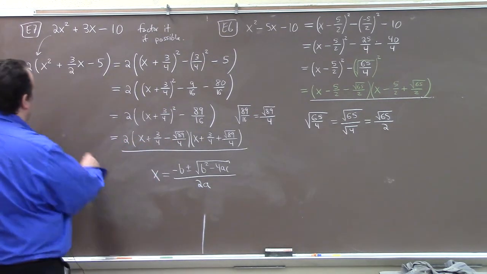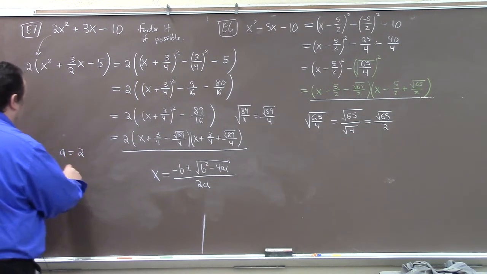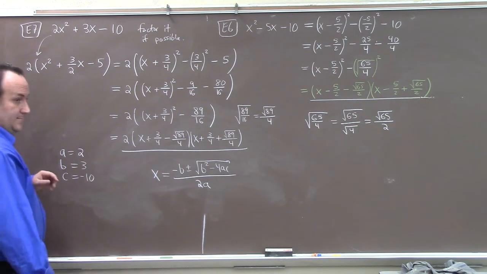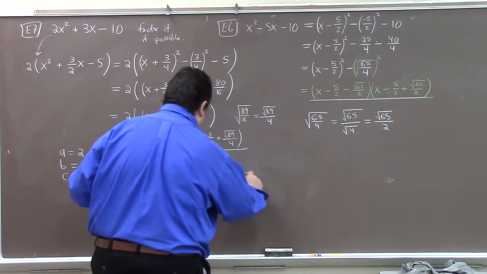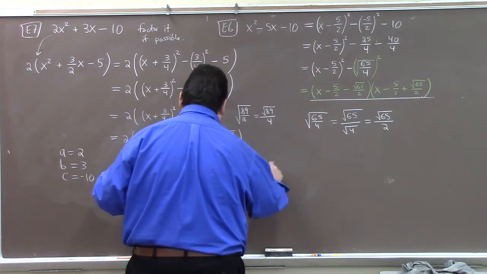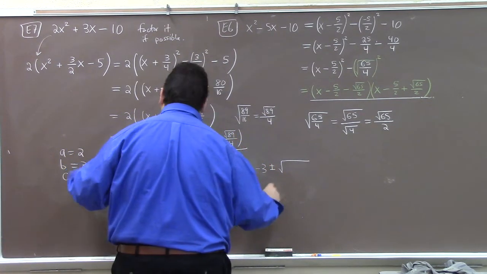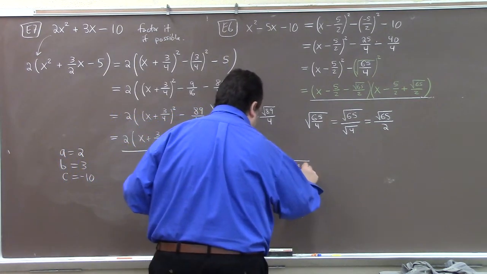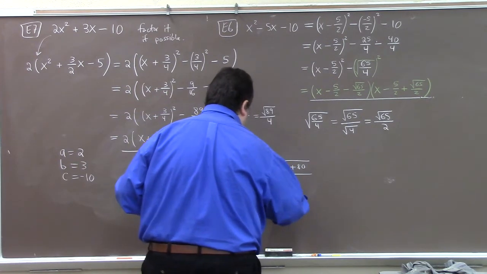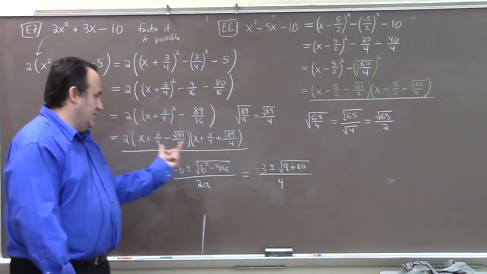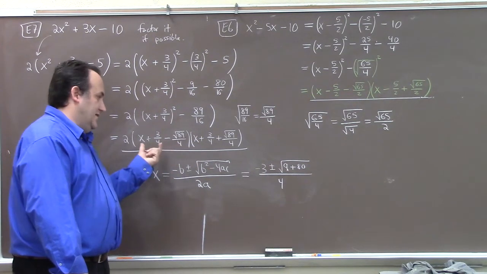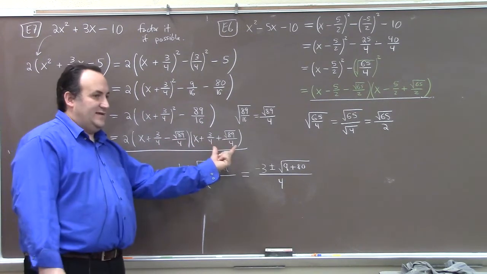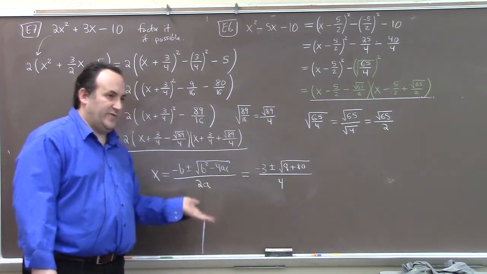See, this problem has a equals 2, b equals 3, and c equals minus 10. So this is specifically minus 3 plus or minus the square root of b squared, which is 9, and 4ac, that's plus 80, divided by 2 times a, which is 4. You can see those numbers up here, because when you set this equal to 0, minus this or minus that is the 0, which is exactly what the quadratic formula gives you.